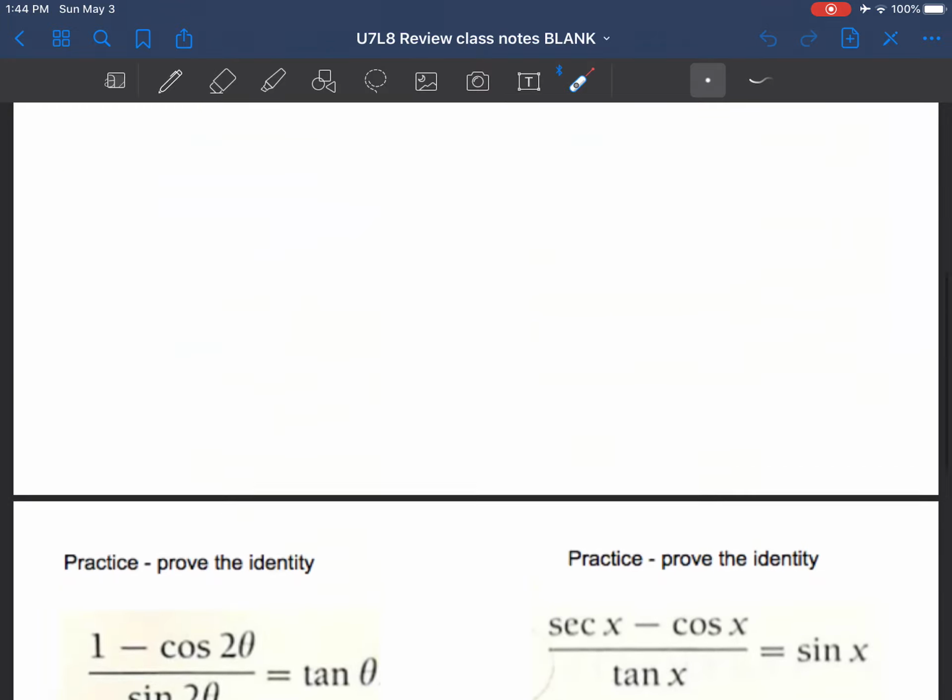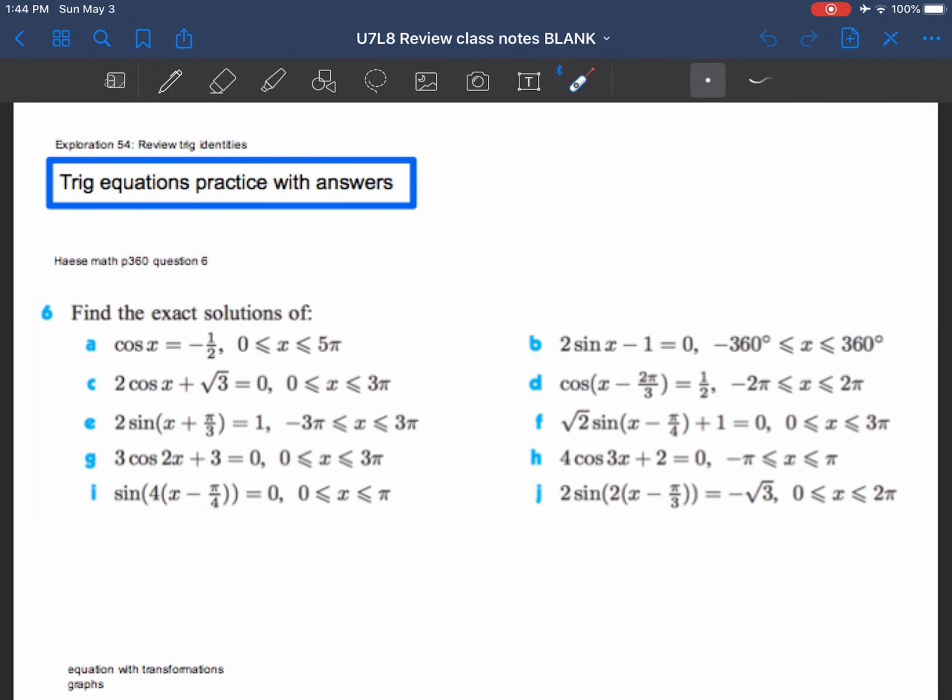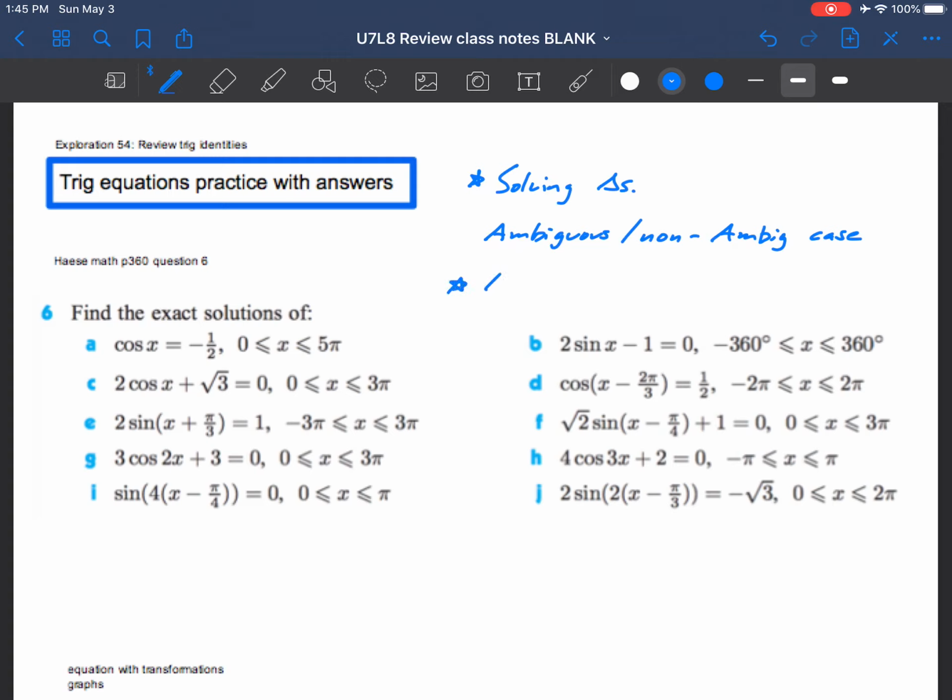The one thing that isn't on here that I would recommend that you look at for the test is solving triangles. That could be the ambiguous case. So I'll say ambiguous or non-ambiguous case, right? Finding side lengths, finding angle measures, all that kind of stuff. And then also area of triangles.